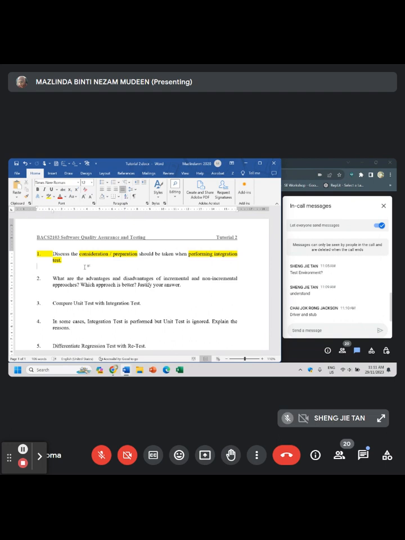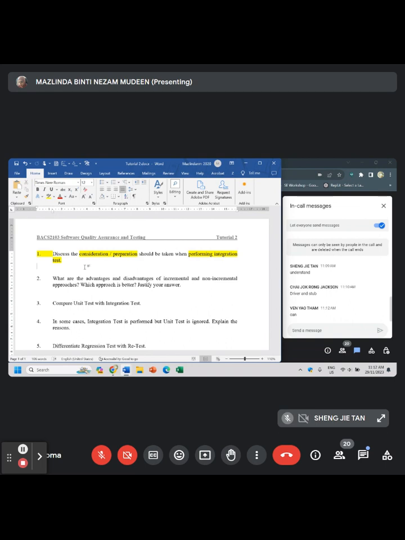Can it be part of the consideration? What approach we want to use to perform the integration? Can it be? Yes. So the second consideration here will be which approach we want to use. Either it's an incremental approach or a non-incremental approach.